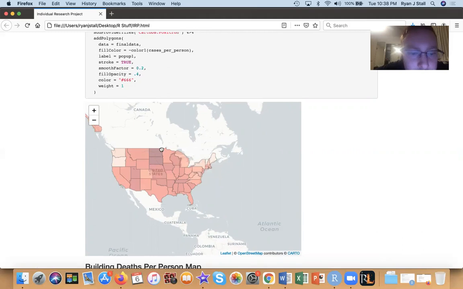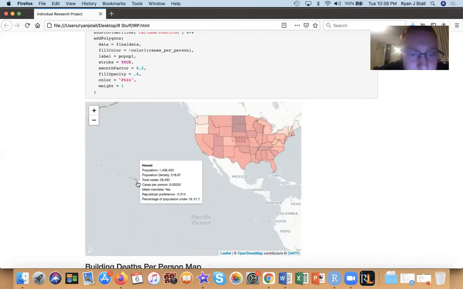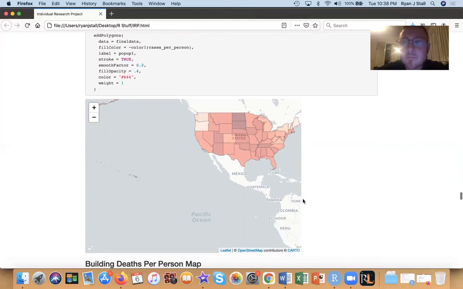Hawaii, on the other hand, is basically just colored white on the map. Its stats indicate that the state has had 28,483 cases, which comes out to only 0.02 cases per person. They do have a mask mandate, which helps to explain things to some extent, but I would also attribute the relatively low infection rate to them being on an island 2,500 miles away from the mainland.